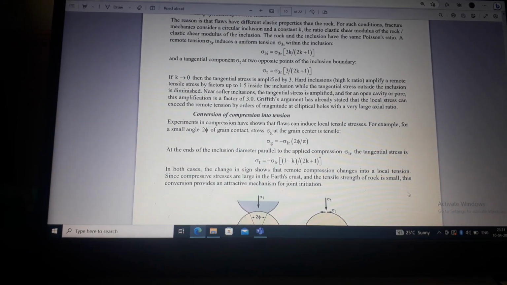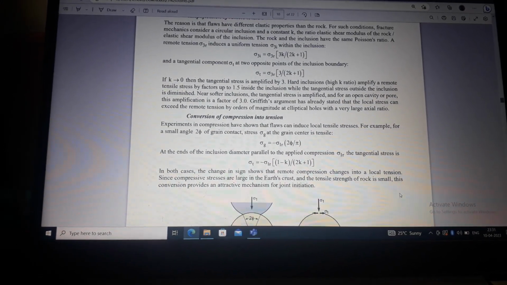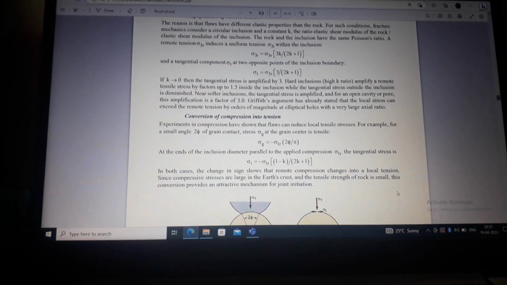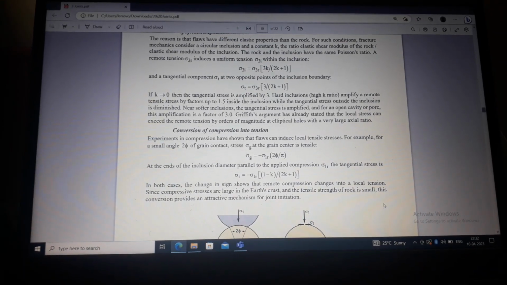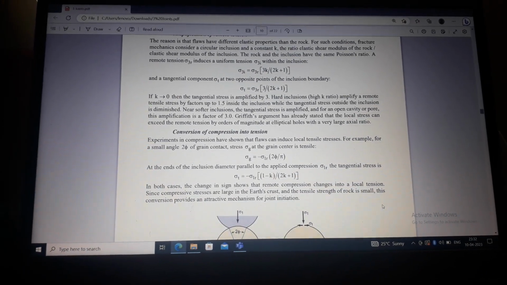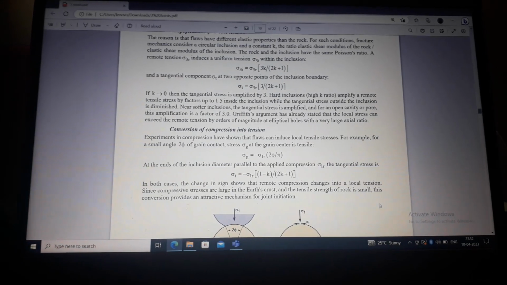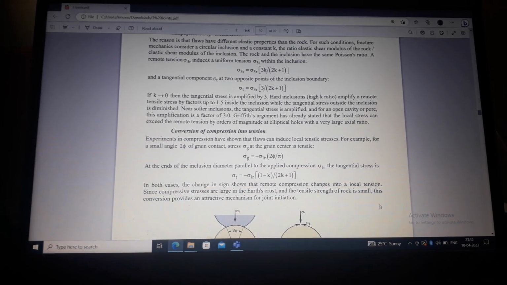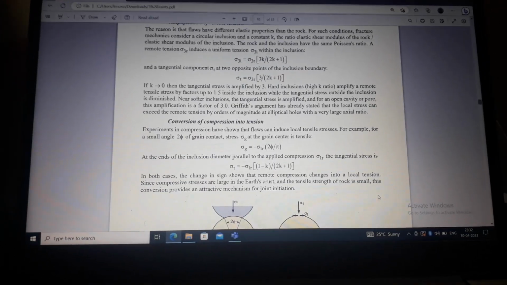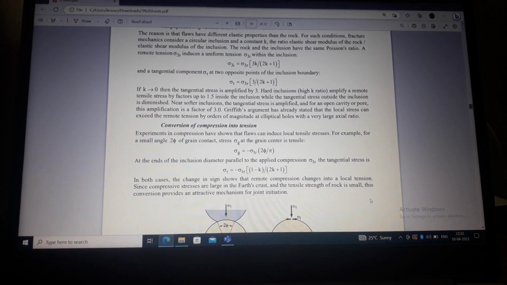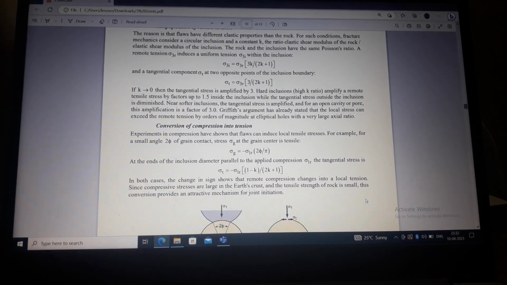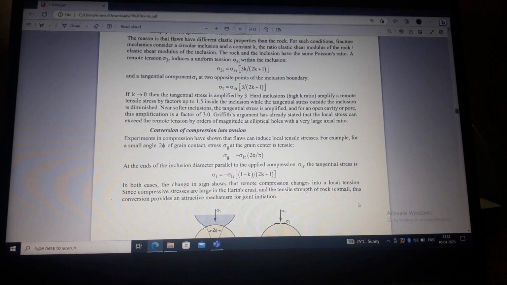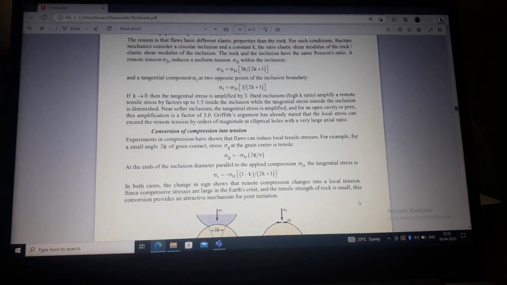Experiments in compression have shown that flaws can induce local tensile stress. For example, for a small angle 2 phi of a grain contact, stress sigma g at the grain center is tensile. Sigma g is equal to minus sigma 1r into 2 phi by pi at the ends of the inclusion diameter parallel to the applied compression sigma 1r. The tangential stress sigma t is equal to minus sigma 1r into 1 minus K over 2K plus 1.